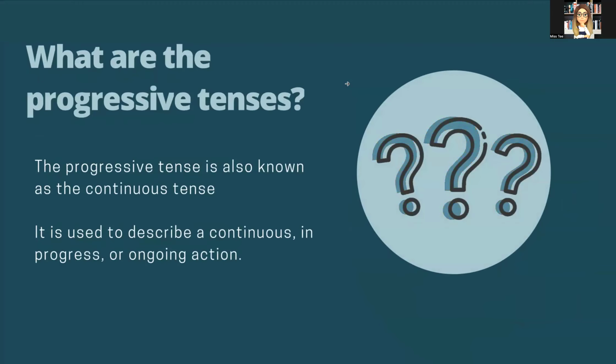So what are the progressive tenses? The progressive tense is also known as the continuous tense. It is used to describe a continuous, in progress, or ongoing action.